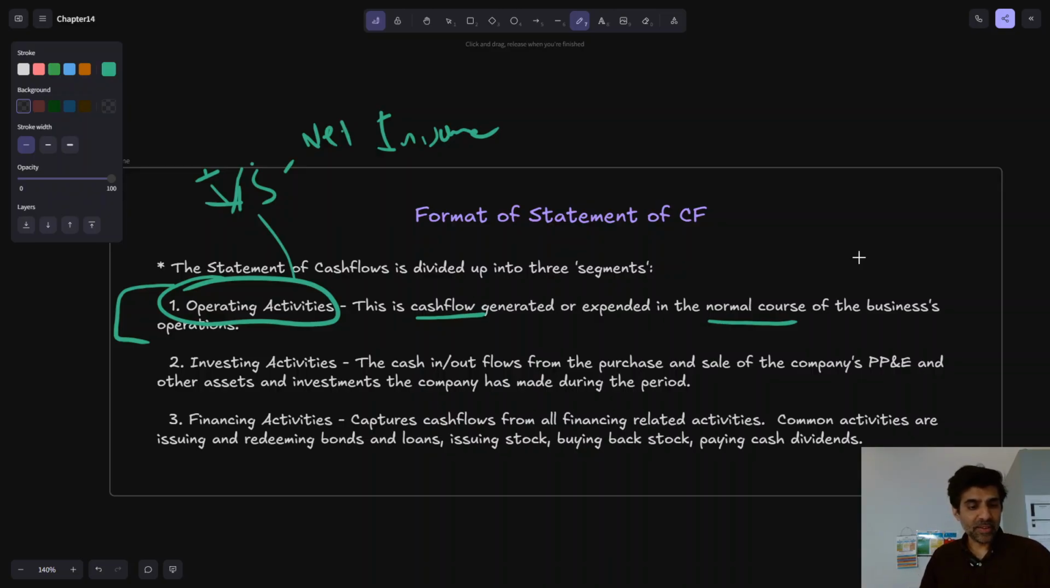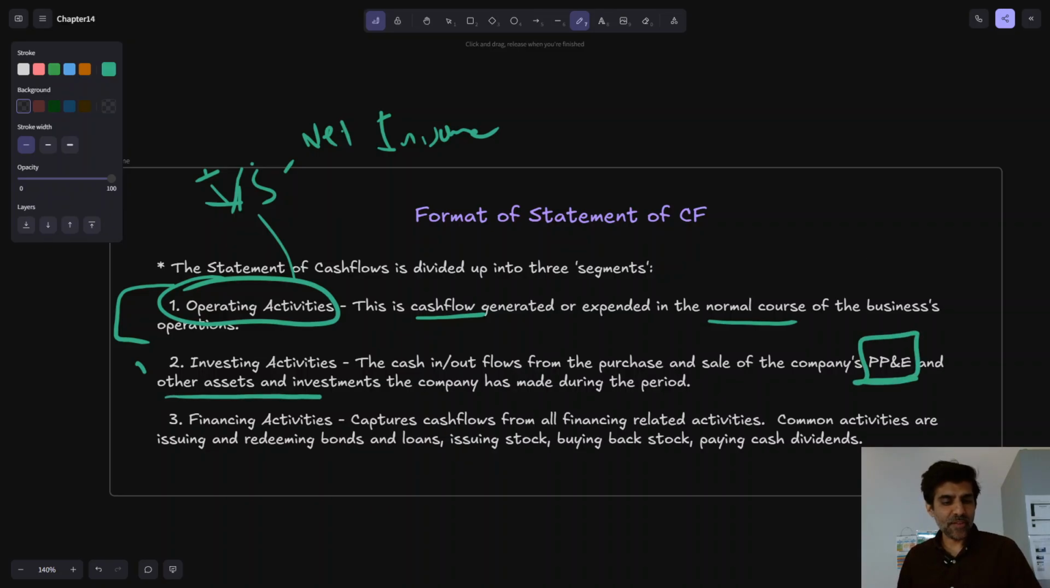Okay, and then the investing activities. Again, this is from the purchase and sale of PP&E, property, plant, and equipment, and other assets and investments that are longer term. So this is long-term assets, not current assets. The current assets are going to mostly be captured in the operating activities, like your accounts receivable, inventory. That's all part of your normal course of business, so any changes in accounts receivable, inventory will be in there. But when you buy a factory or machinery that you're using for a long period of time, all that stuff is going to go in the investing activities.